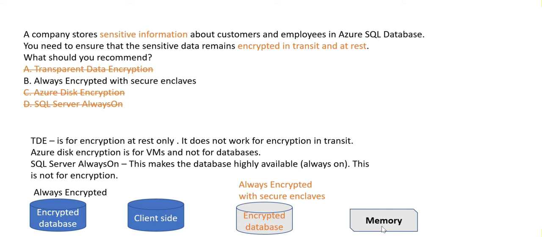So the data is encrypted in transit and at rest also. Sorry, at rest, the data is encrypted here, and when it moves into memory for some processing, the data is encrypted in transit also. Hence, option B would be the correct answer.